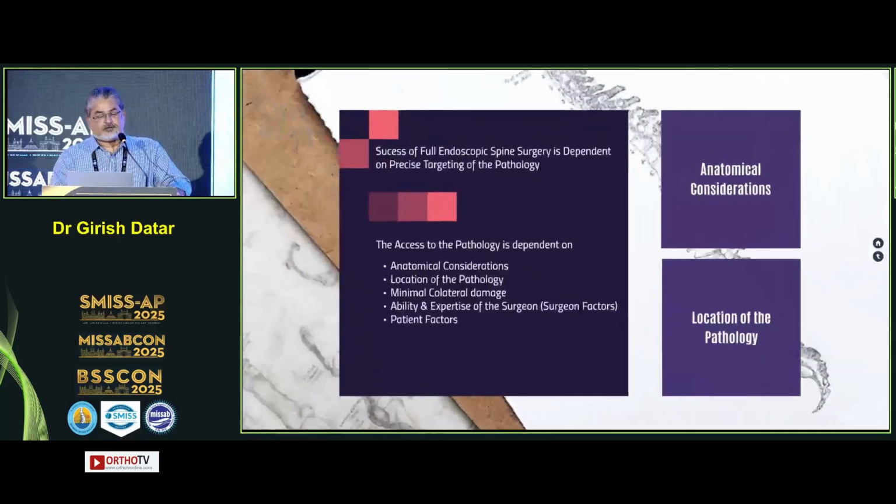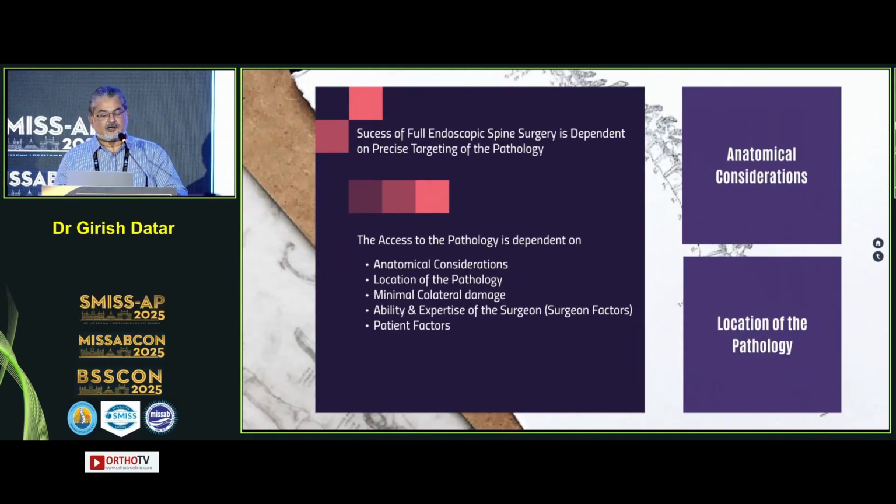Now, determinants for a successful surgery are anatomical considerations, which have to be kept in mind. Location of the pathology is very important. Minimal collateral damage: our surgical procedure should be designed in such a way that we create a minimum surgical footprint. Ability and expertise of the surgeon: if a particular surgeon is trained in a particular kind of surgery, he would be more comfortable with that. Just because there is an indication, he need not adopt that. Patient factors are also important: obesity, and whether the patient is psychologically okay to undertake a surgery under local anesthesia.